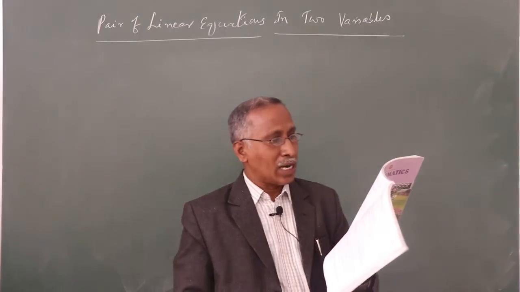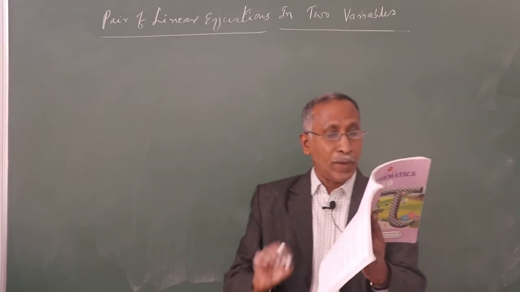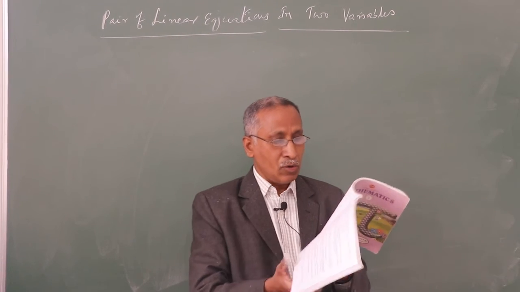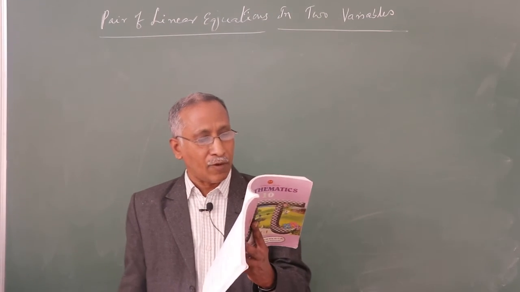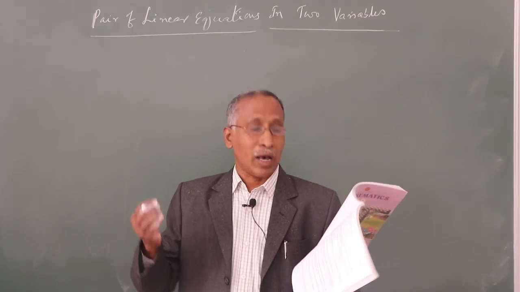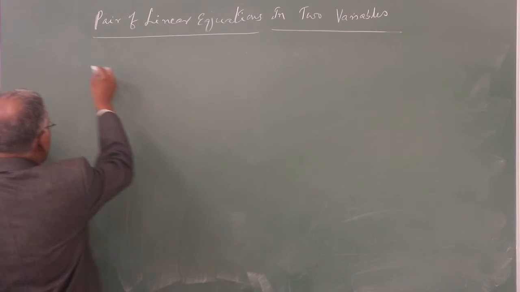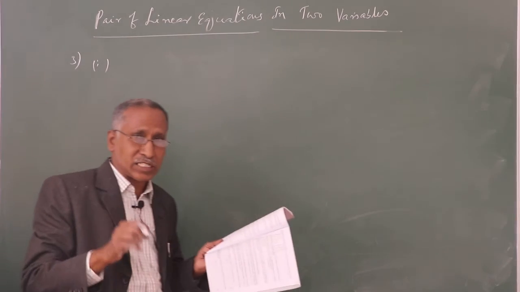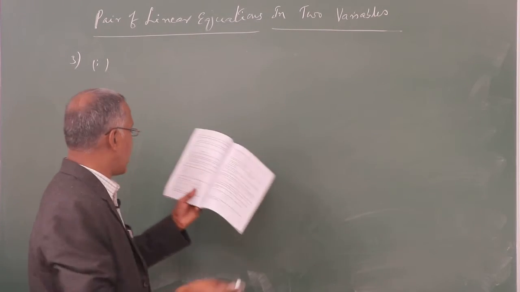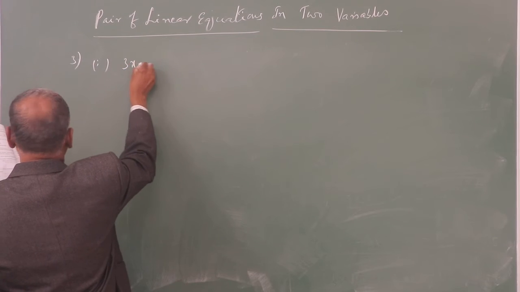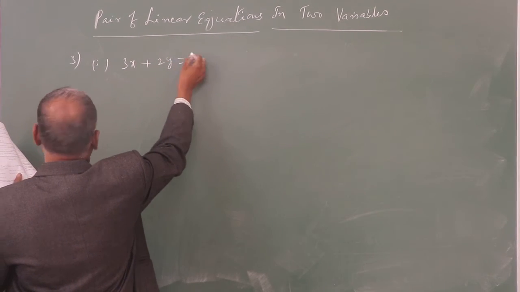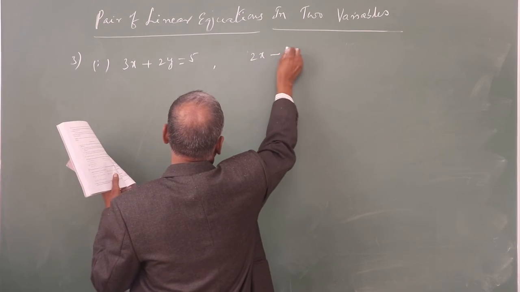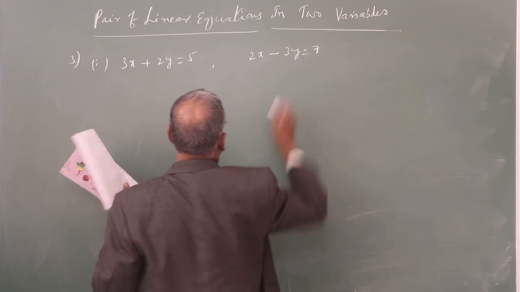Next, see what they asked here. On comparing the ratios a1 by a2, b1 by b2 and c1 by c2, find out whether the following pair of linear equations are consistent or inconsistent. Look at this now. They have given the sums with these equations, whether they are consistent or inconsistent. We have to find out now. First equation, 3x plus 2y is equal to 5. Similarly, second equation they have got 2x minus 3y is equal to 7.